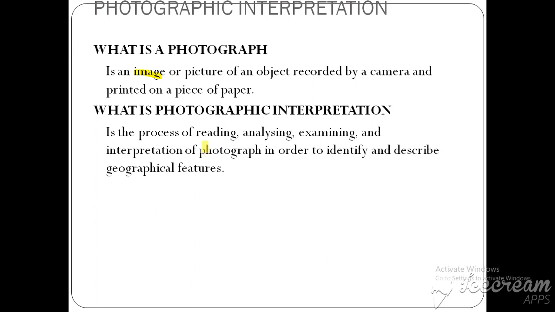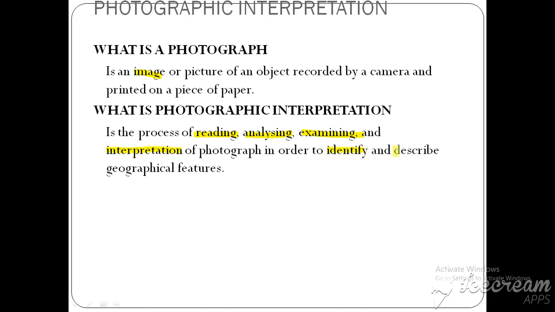So photographic interpretation is the process of reading, analyzing, examining, and interpreting a photograph in order to identify and describe geographical features. So we read, we analyze, and interpret the photograph in order to identify and describe different geographical features.